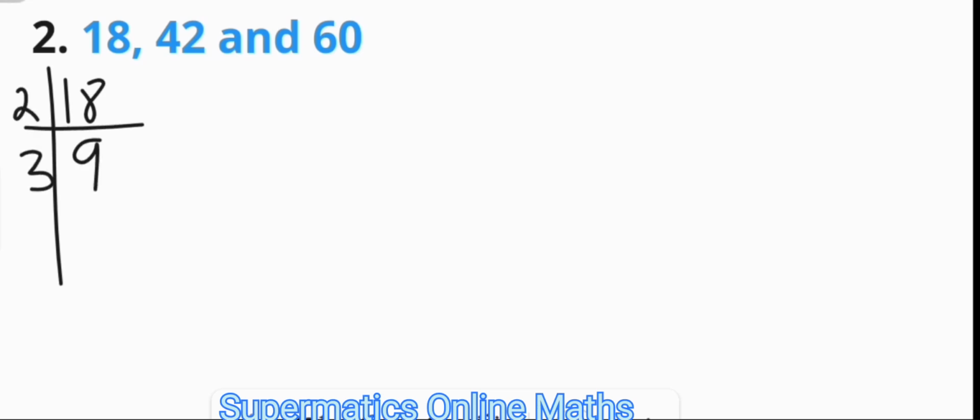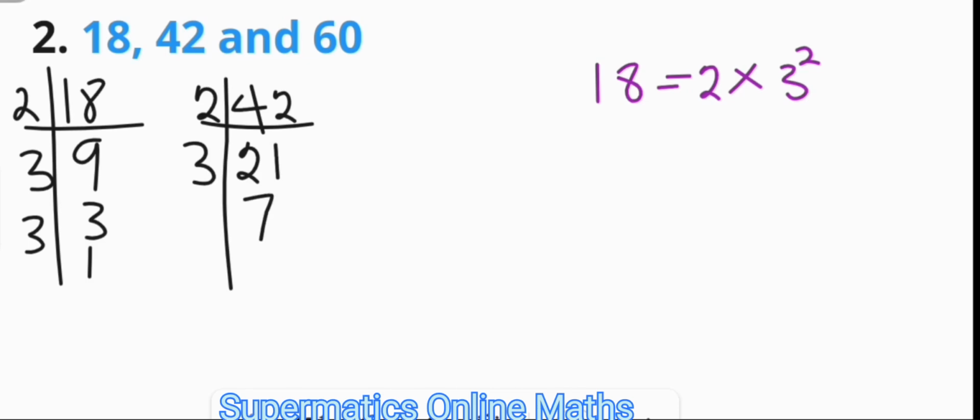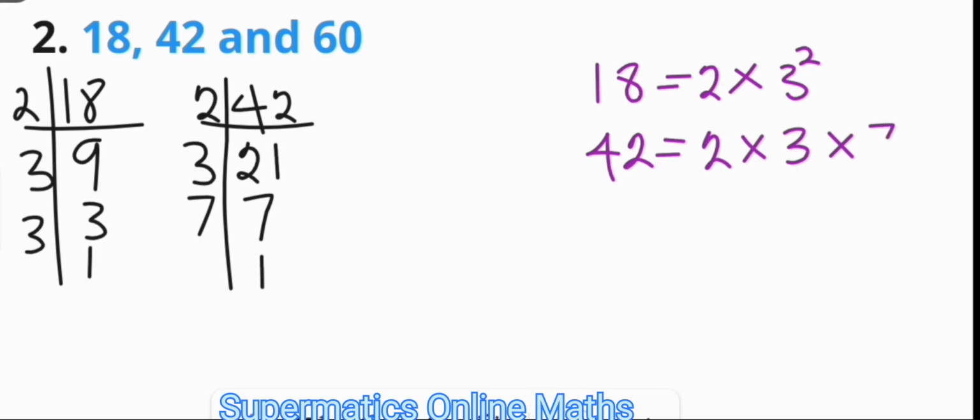The second example is to find the LCM of 18, 42, and 60. So starting with 18, using 2, we have 9. 3 in 9 is 3, and 3 in 3 is 1. 18 is thus 2 times 3 to the power of 2. Next is 42. 2 can go to give 21. 3 will divide it to give 7, and 7 in it is 1. Hence, 42 is 2 times 3 times 7.